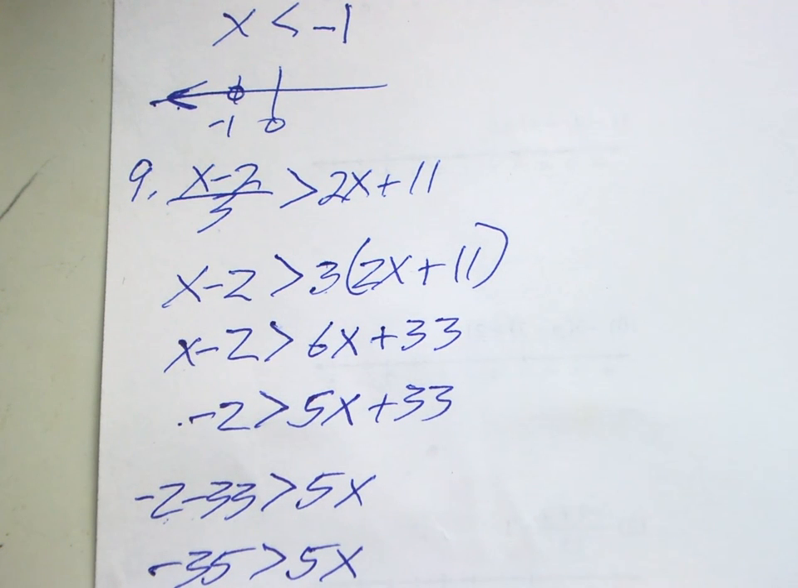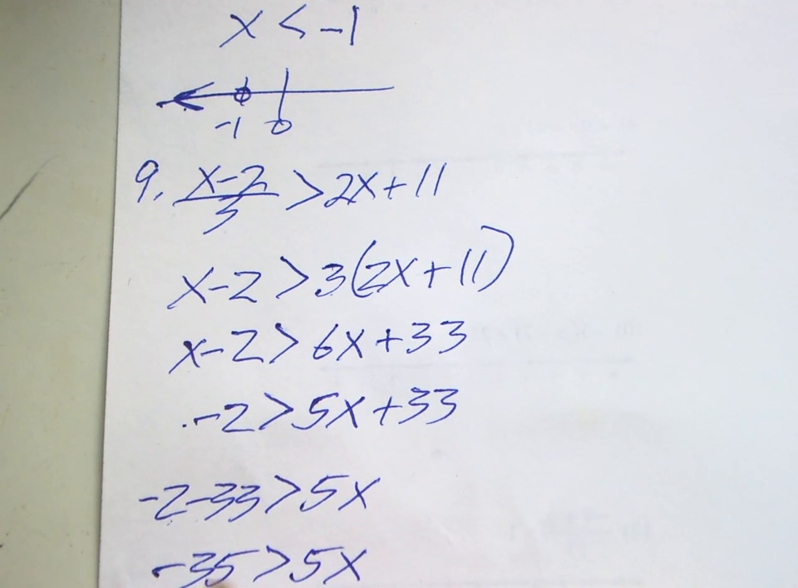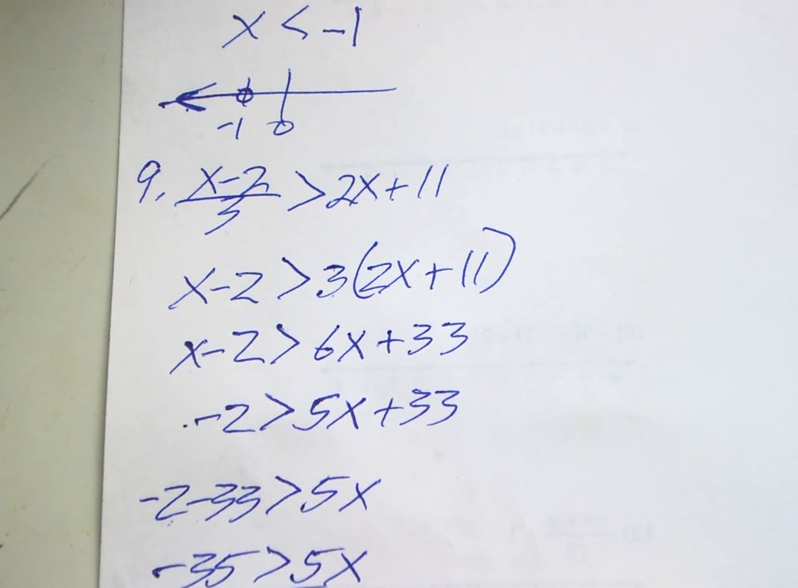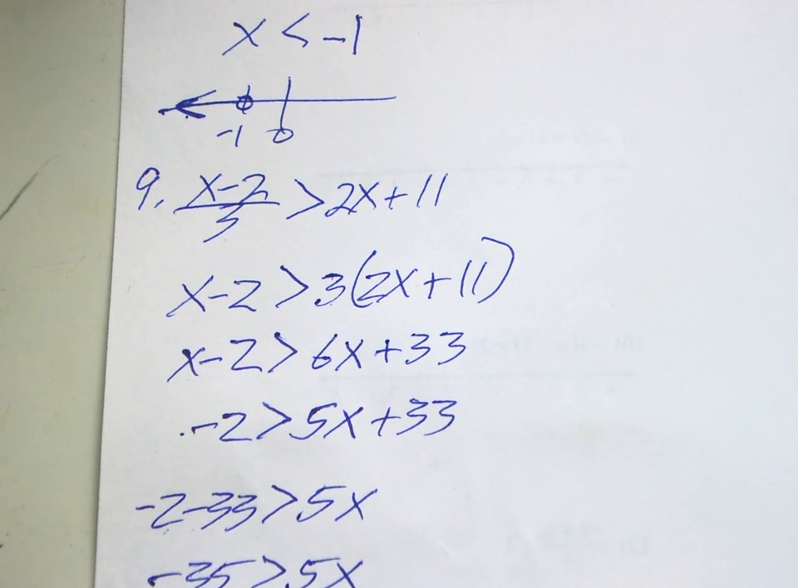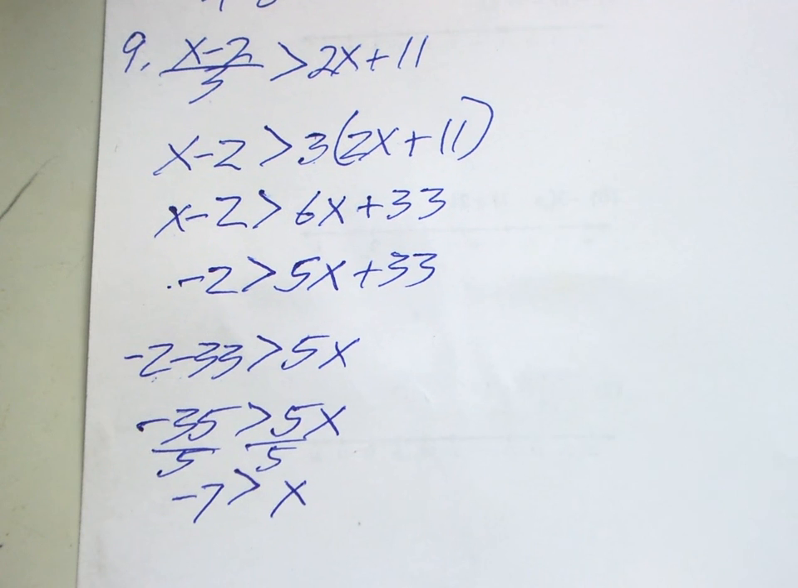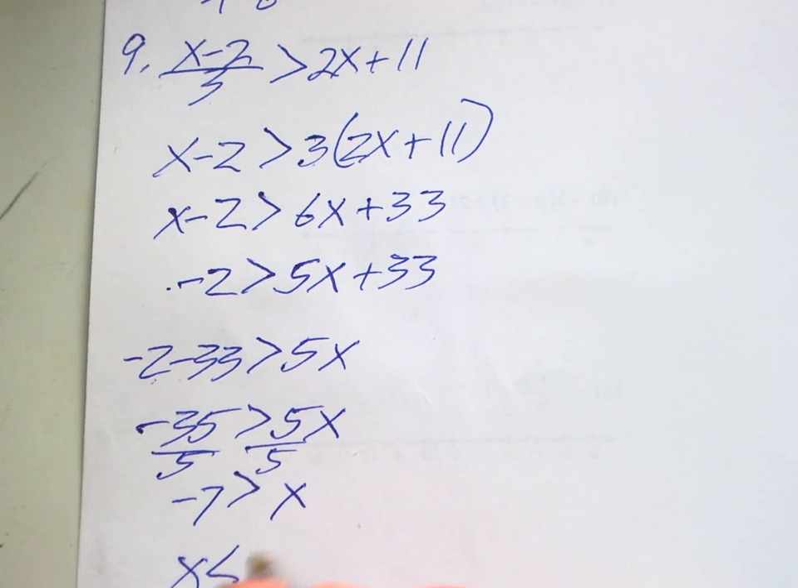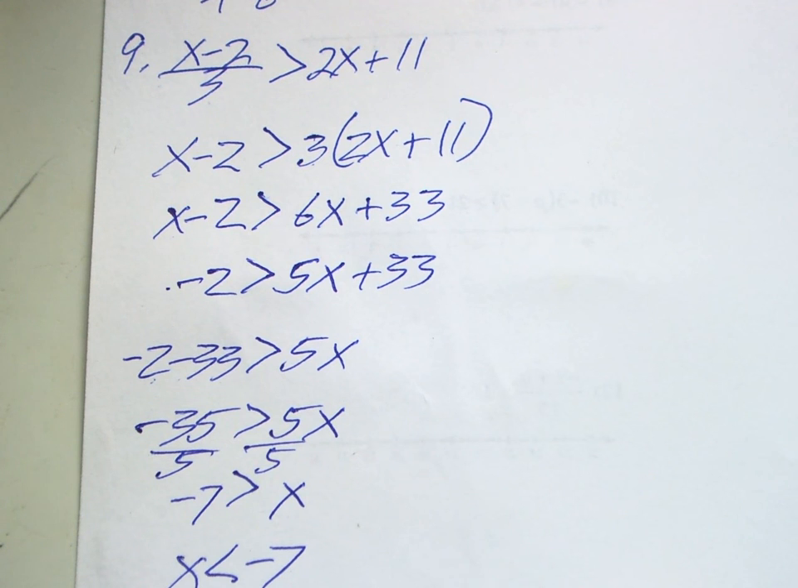And we're going to divide by 5. And that'll make 1x. Negative 35 divided by 5 is negative 7. Is greater than x. X is less than negative 7, or negative 7 is greater than x. Oh, you see where I am? I divided by 5, and I got negative 7 is greater than x. This is the same, by the way, as x is less than negative 7. You can read it this way or this way. Okay? That was number 9.